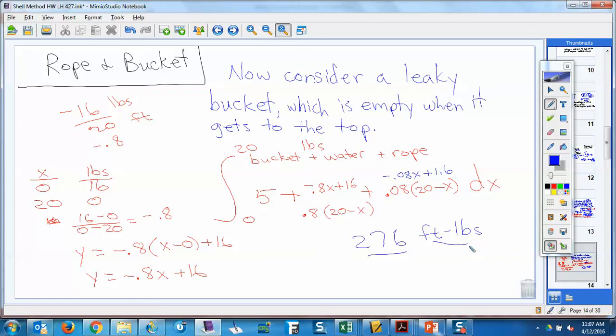If there's one, it'll be either a spring or a rope bucket, or there could be two. It could be one of each. Okay, so you got to be able to do those two types of problems.